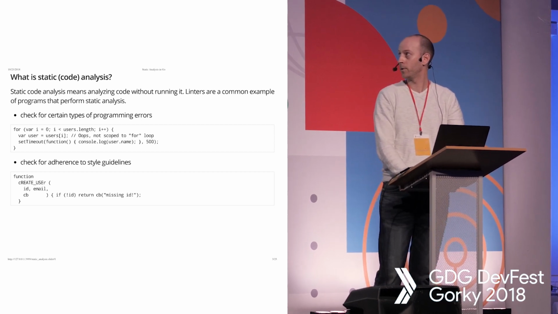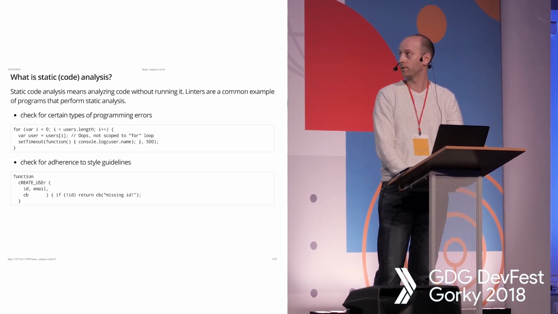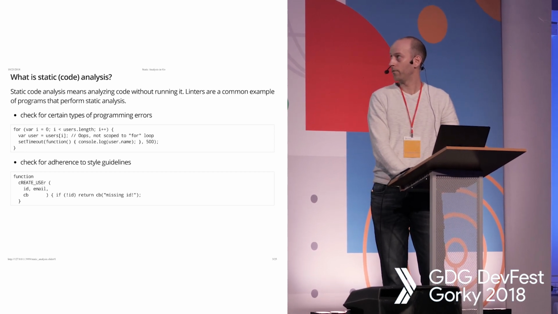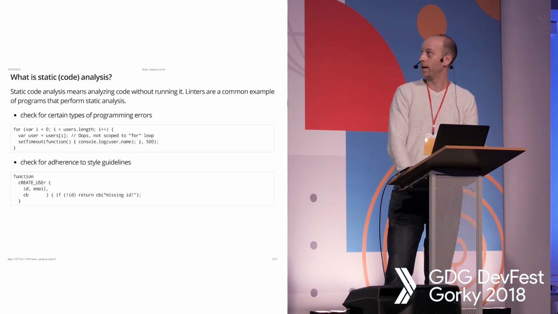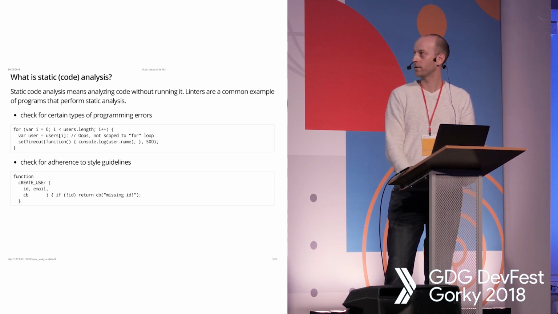Here I've got a snippet of JavaScript code where anyone who's programmed in JavaScript is probably familiar with this bug: if you declare a variable in your loop, it's actually scoped to your function, not to your block. So this user object, if you use it in some sort of asynchronous call, you're going to have a bug where it's going to be the wrong user. This is a classic JavaScript blunder, and a good example of the kind of problem that you can detect with static analysis.